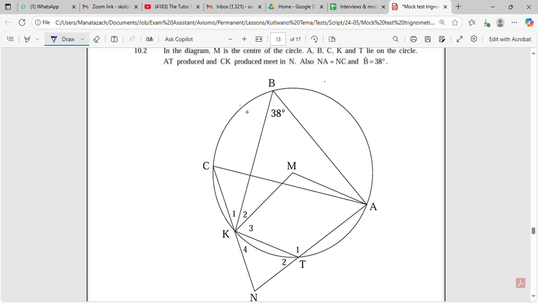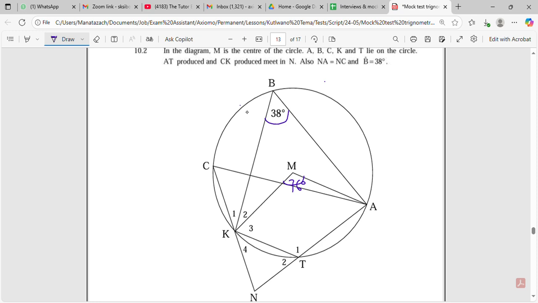Okay, so let's just get straight into it. It says here 10.2: in the diagram, M is the center of the circle. Remember, if they say M is the center of the circle, there is M. So you're going to apply the angle at the center is twice the angle at the circumference. If you have 38 times 2, typically you'll be getting M as 76 by using that theorem. Okay, so we can go on.